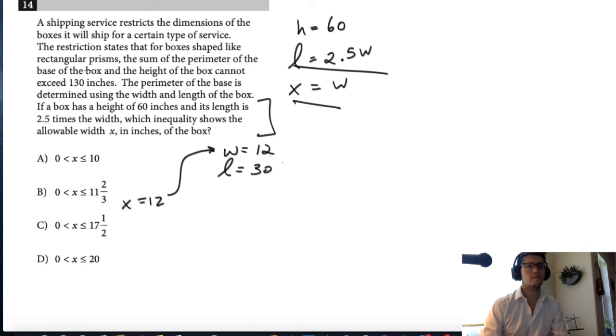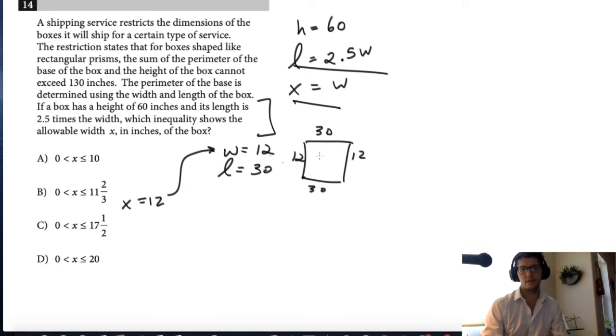Okay, let's see what happens up here. Shaped like rectangular prisms, that's a box. The sum of the perimeter of the base of the box, and then the height. Oh yeah, we already have the height. Okay, cool. So the perimeter of the base would just be length times width, right? So that's just like 30s and 12s. I know that doesn't look like 30s and 12s, but I'm trying to just do it as if I were doing it on the test.